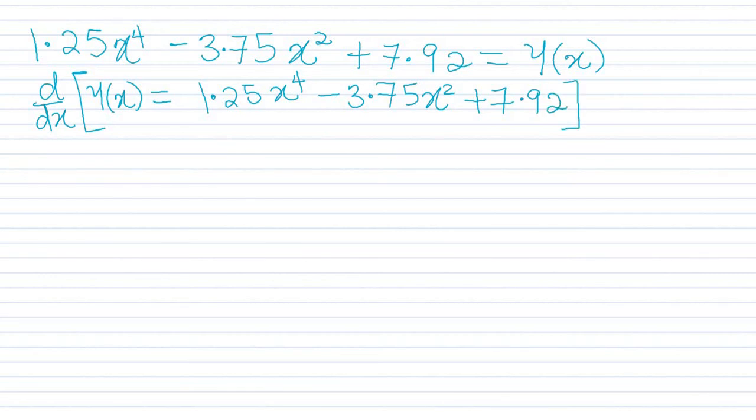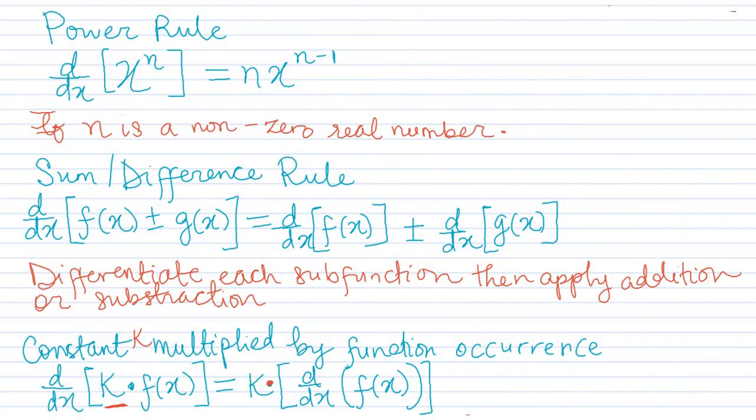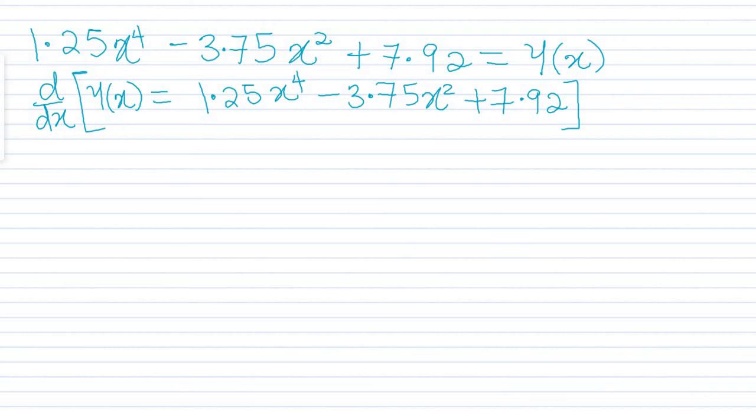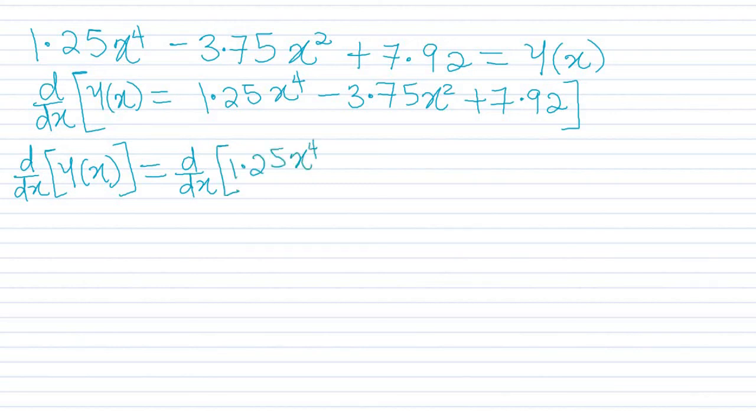So now this is basically the first thing. We're going to differentiate it. Now we're going to apply the sum/difference rule, right? Just like we explained. So we end up with d/dx of y of x with respect to x equals d/dx of 1.25x to the 4th, okay, then minus d/dx of 3.75x squared plus d/dx of 7.92.